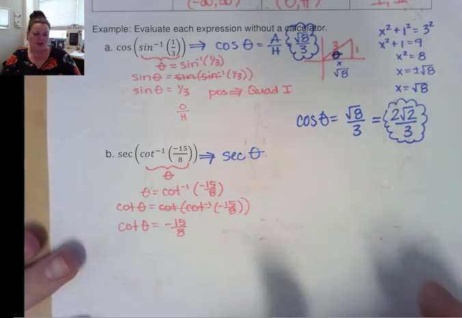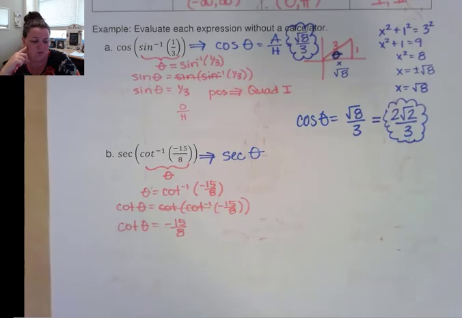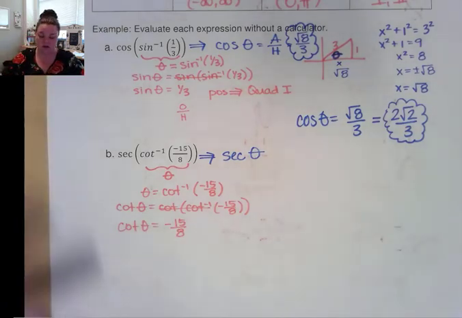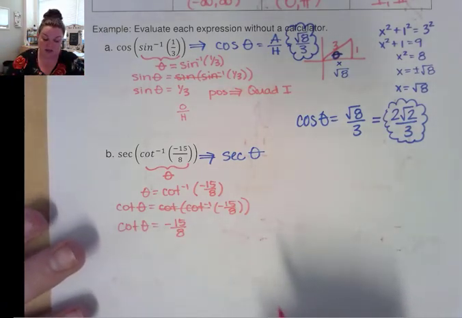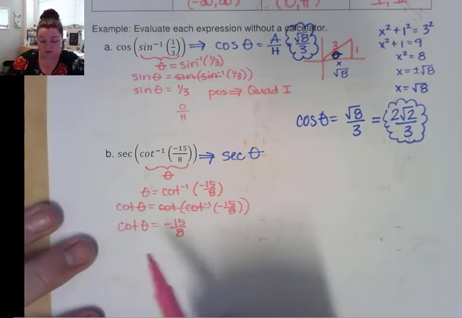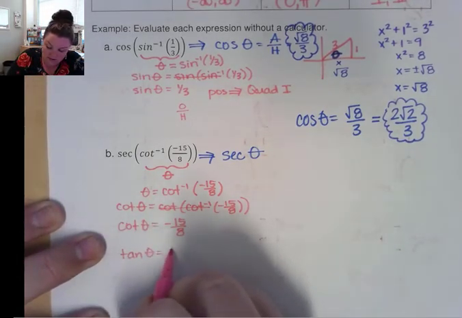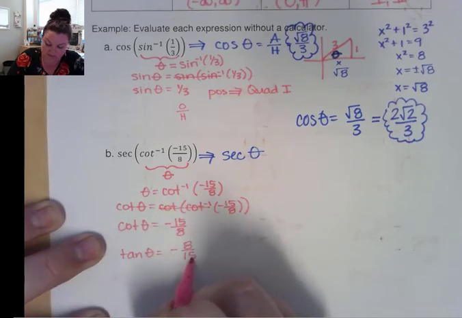Okay. And I'm not used to doing a reference triangle with cotangent. So you could change it into tangent by just doing the reciprocal, or you can make your reference triangle with cotangent. It doesn't matter. You'll get the correct answer either way. I'm going to go ahead and flip it just because I'm used to dealing with tangent. So tangent theta would equal negative 8/15.